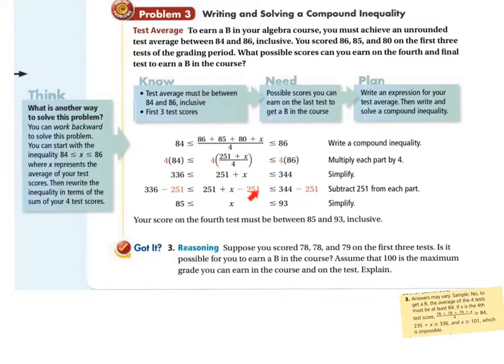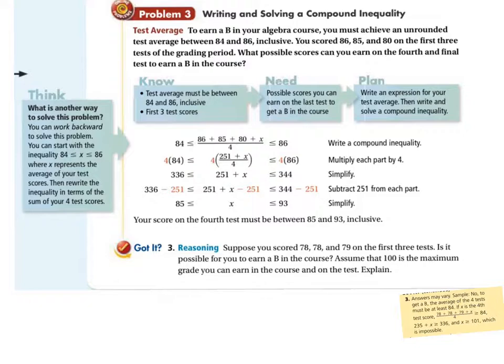Then subtract off your 251. So we get your last score must be between 85 and 93 in order to get that B average that you want, 84 to 86. Now if you earn more, that's fine, right? It'd bring it above, so that's a good thing.